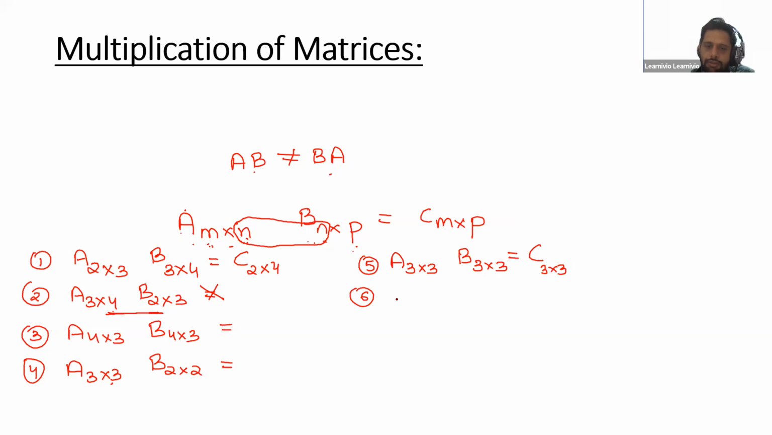Now the next question is for Shiva. Next we have A, which is 2 by 5, and B, which is 5 by 5. Shiva, can you tell me, can we multiply these two matrices? Yes, sir, we can multiply. Very good. What's the resultant? 2 by 5. Very good, that's correct. I hope everyone has understood this concept.